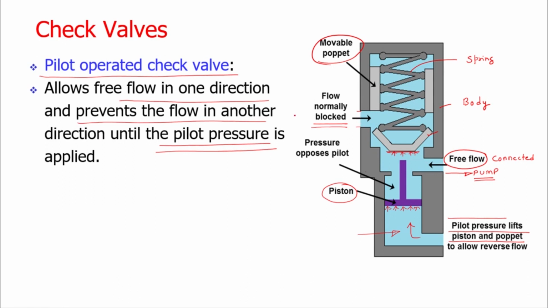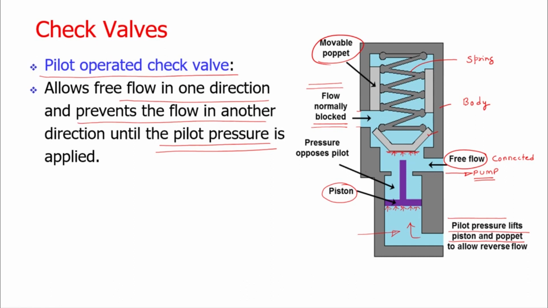Now let us consider the same valve is to be utilized for the unloading purpose. For unloading purpose, the simple check valve is not suitable. So we cannot use the simple check valve because it is fundamentally not allowing the flow in the reverse direction. To make it allow flow in the reverse direction, in that case as well, we can use the pilot pressure.